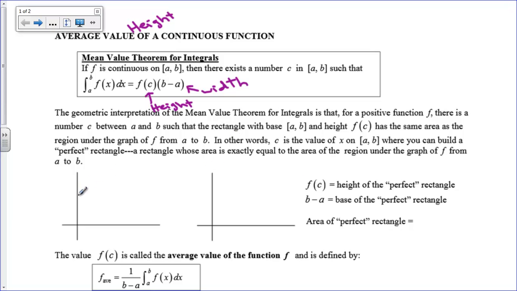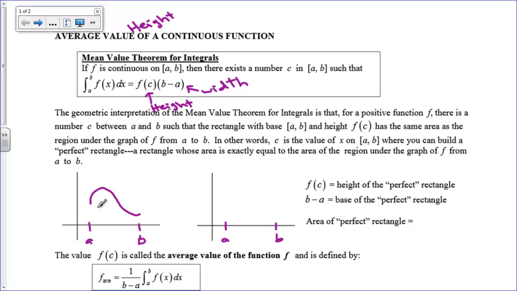So let me see if I can draw you a little graph of what this means geometrically. I'm going to have a to b, and I'm going to have f of x do something like this. I don't know, something like that from a to b. What this is saying is that there's some c value in here where you can go up to the curve and make a rectangle across the interval from a to b, and the area of that rectangle would have the exact same area as what's underneath this curve.